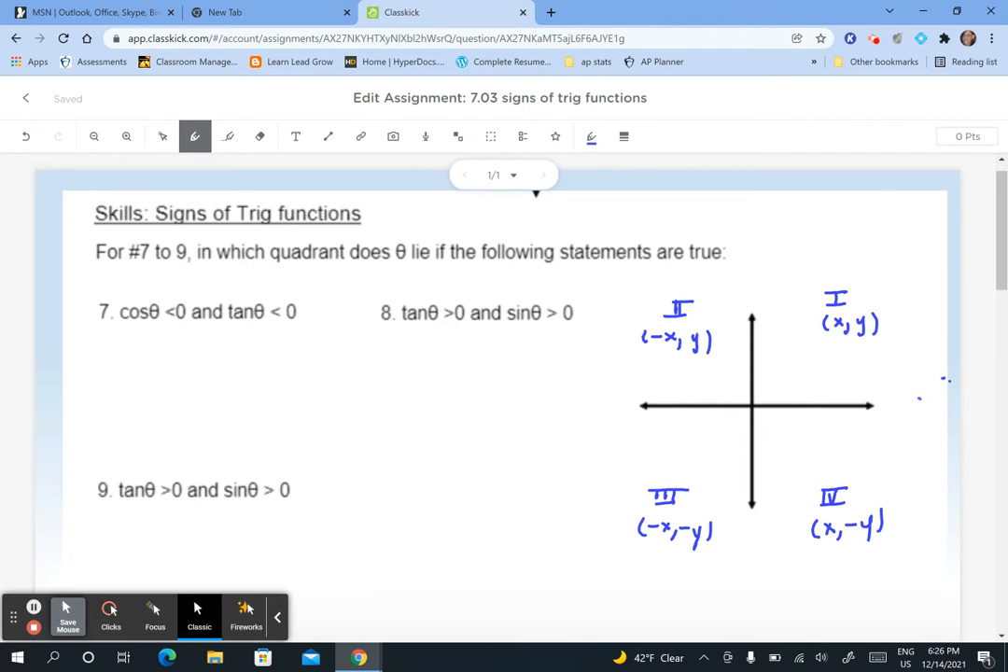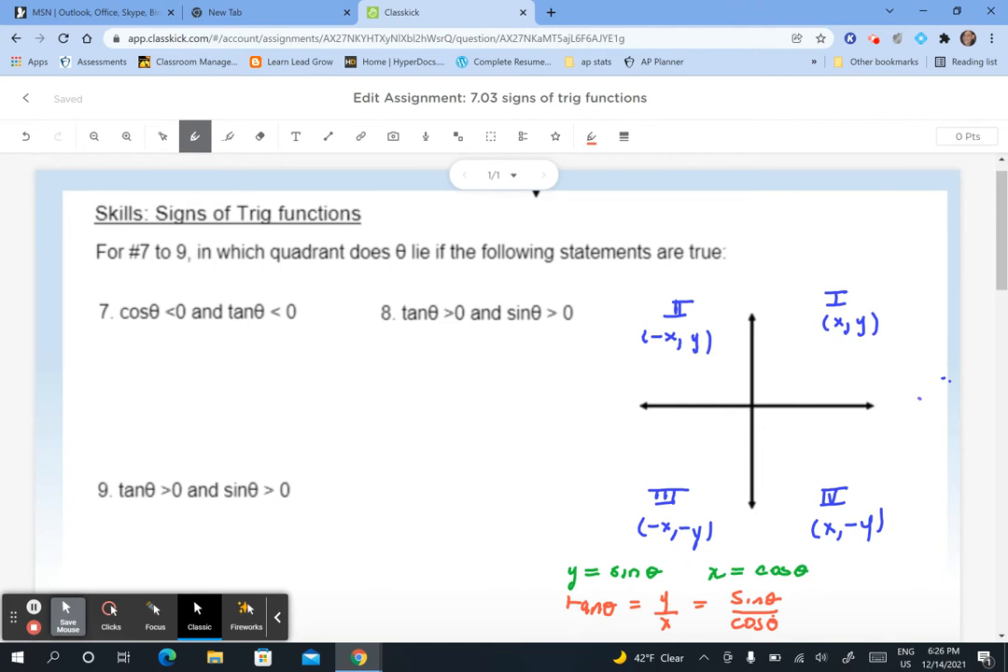We also need to recall the fact that if an angle is drawn in standard position, the y-coordinate represents the sine of the angle, and the x-coordinate represents the cosine of the angle. We also know that tan of theta is equal to y over x, which is the same thing as sine of theta over cosine of theta.